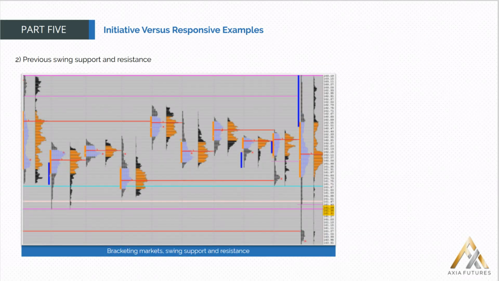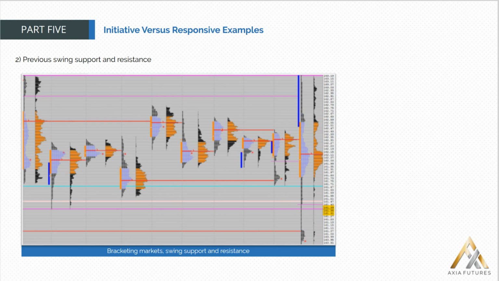Now, the example I like to use for more responsive type price action, whilst you do see it on a daily time frame, in order for me to get you to fully grasp what I'm trying to get across, I like to incorporate quite a number of profiles. Again, this is probably 3 or 4 weeks of data, but the concept is the same, and that's why I want to show it to you on a longer term time frame.